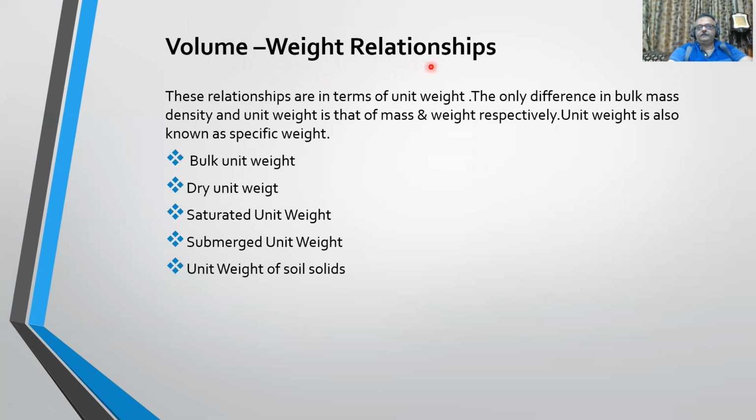Now, in case of volume weight relationships, as I already told you, mass is to be replaced by weight. These relationships are in terms of unit weight. The only difference between bulk mass density and unit weight is mass and weight respectively. Unit weight is also known as specific weight. This is the main point. Then you have bulk unit weight, dry unit weight, saturated unit weight, submerged unit weight, and unit weight of solids.